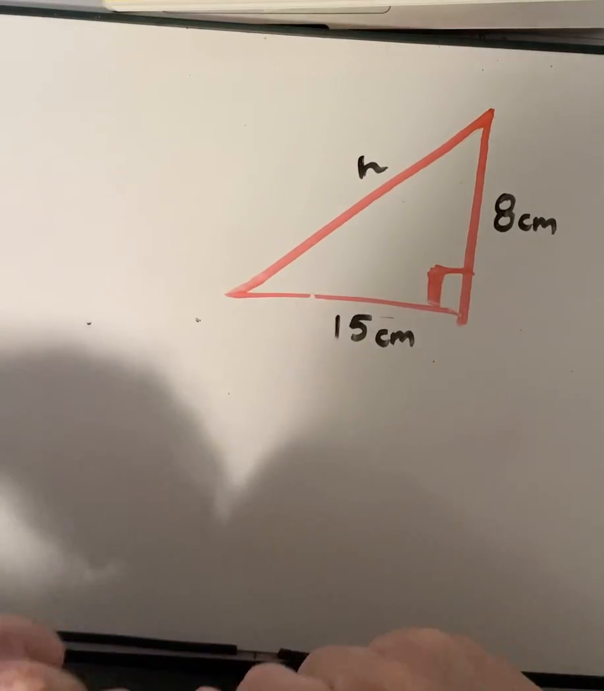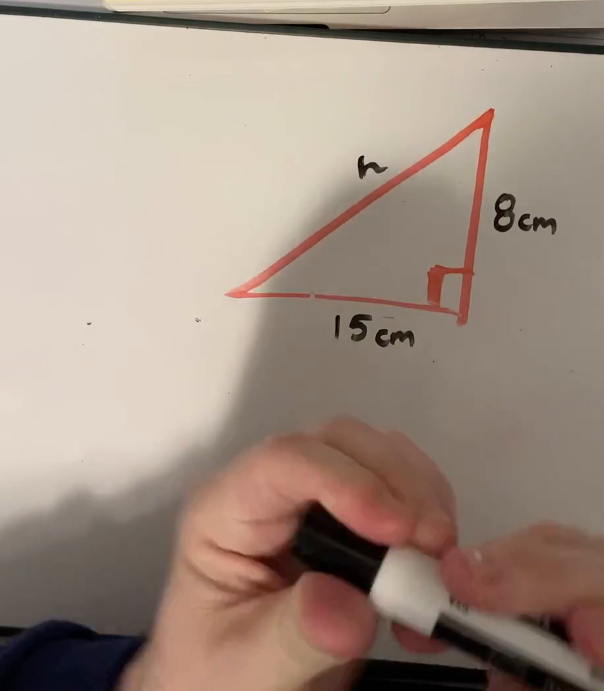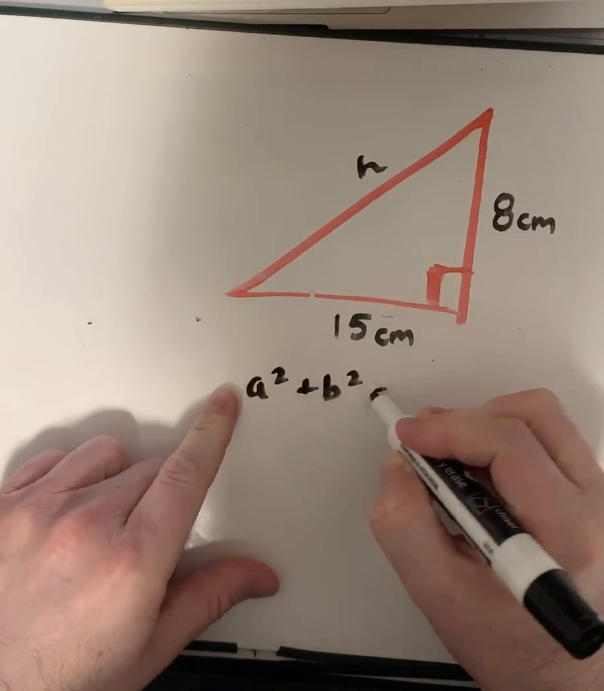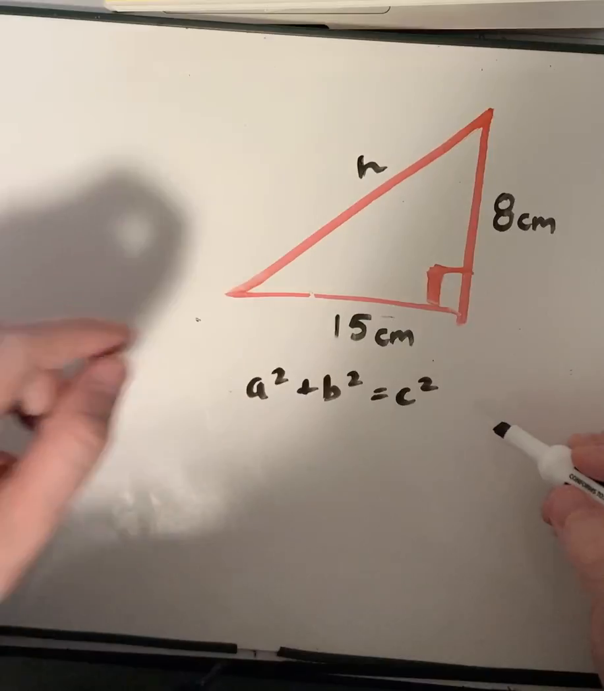Okay, sorry about that. So let's talk about the solution here. All right, so let's write out our equation. We always have to make sure that we do that. a squared plus b squared equals c squared. Now let's input some numbers.